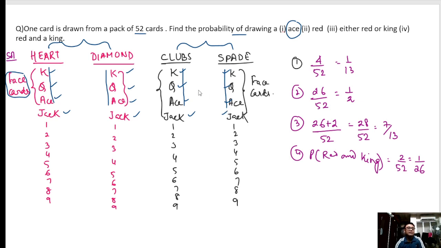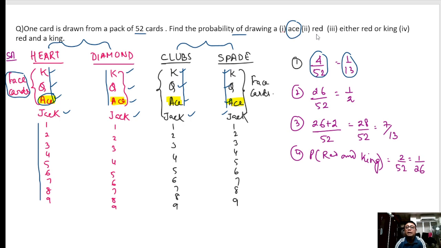So 12 face cards are there, and everywhere there is a king, queen, ace and jack, and the others are numbered cards from 1 to 9. So this is the 52 cards. Now they are telling you want an ace. So see, there are total 4 aces, as you can see here. There is 1 ace in every suit. So in total there are 4 aces. So the answer will be 4 by 52, which is 1 by 13.